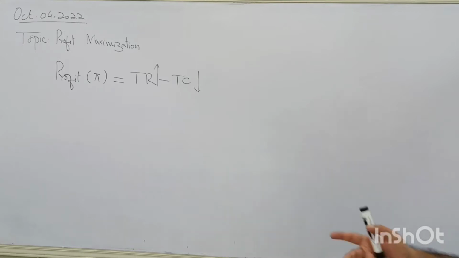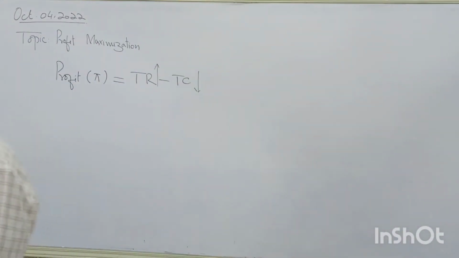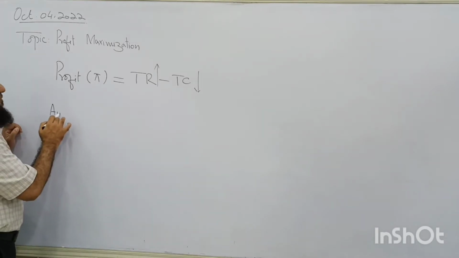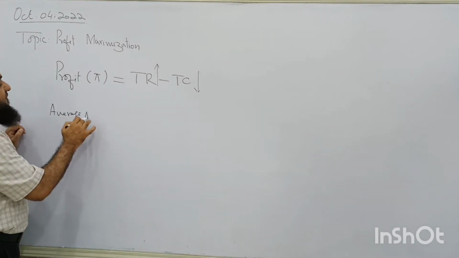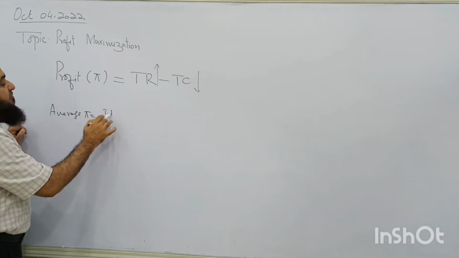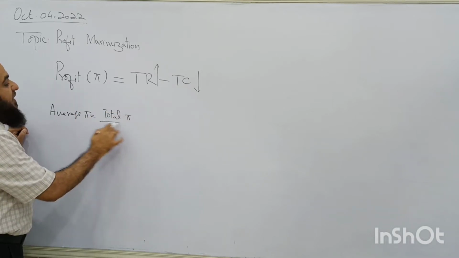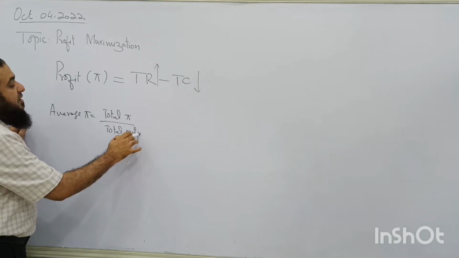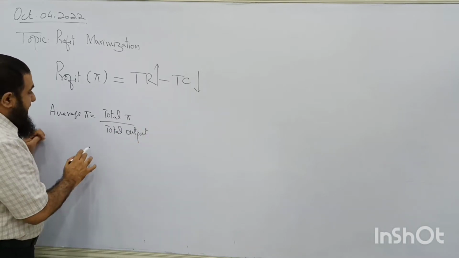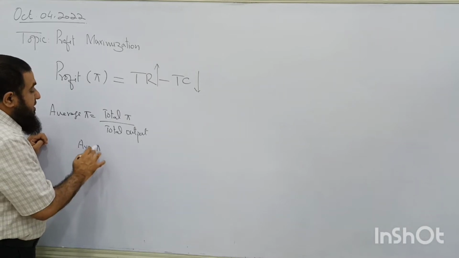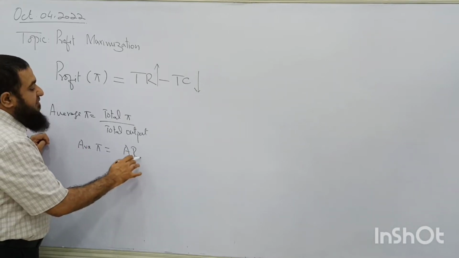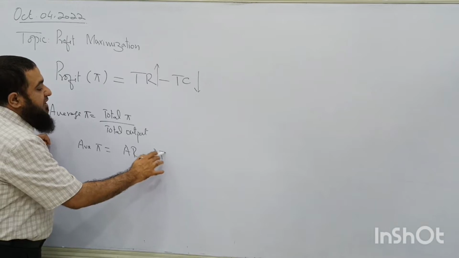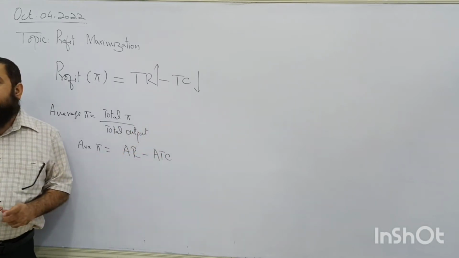In other words, we also find the average profit. What is average profit? Average profit can be found like this. This is total profit divided by total output. Alright? So this is the gap. Average profit is the gap between average revenue and average total cost.